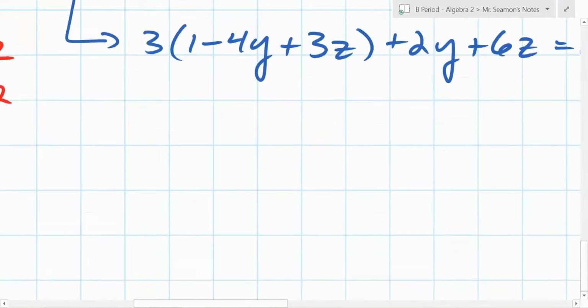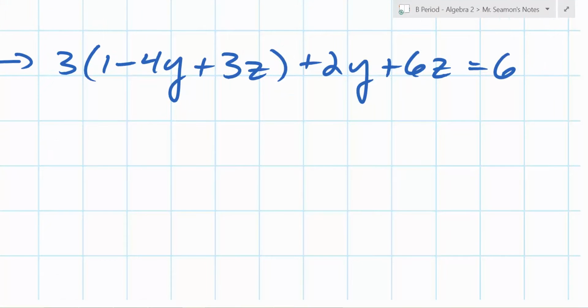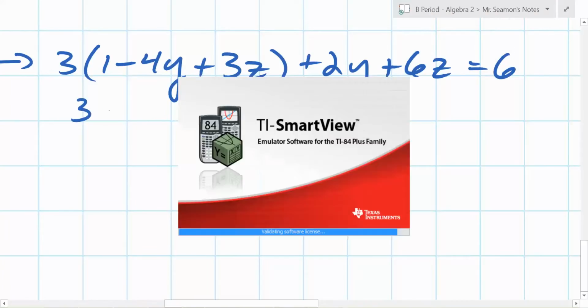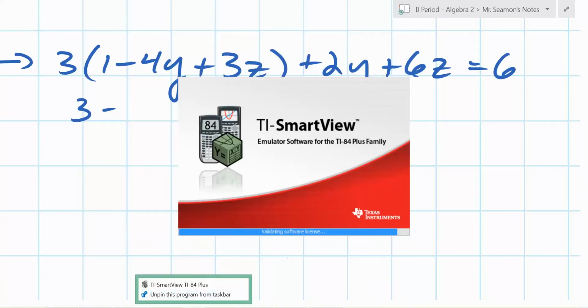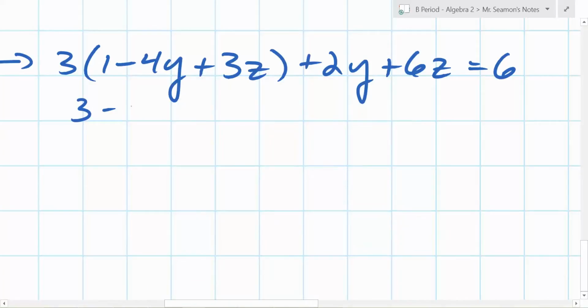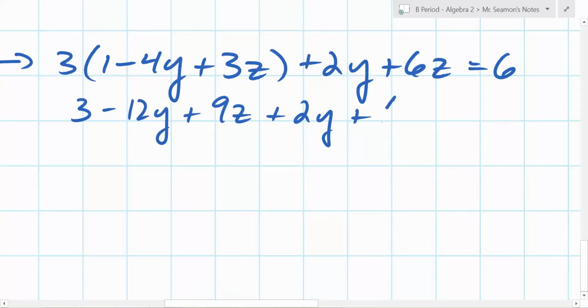So let's simplify this one now. If we simplify this one, what do we do next? One word. Distribute, excellent. So 3 minus, and I don't want the emulator, but it's going to talk to me anyway. Let's see if I can make it go away. Nope, okay. 3 minus what? 12y plus 9z plus 2y plus 6z equals what?